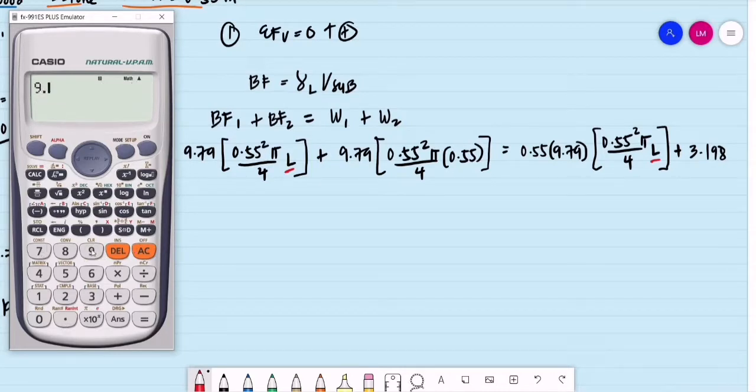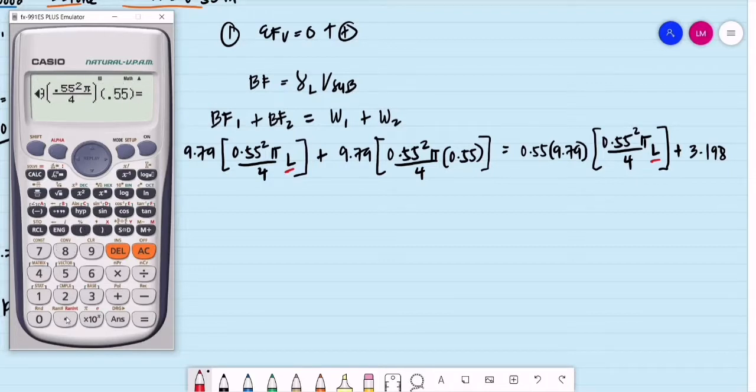That is 9.79 gamma volume, 0.55 squared. This is pi divided by 4 multiplied by alpha x, for now. Then plus 9.79, that is multiplied by 0.55 squared, pi divided by 4. Then to be multiplied by the length of the stone or the concrete cylinder, 0.55.